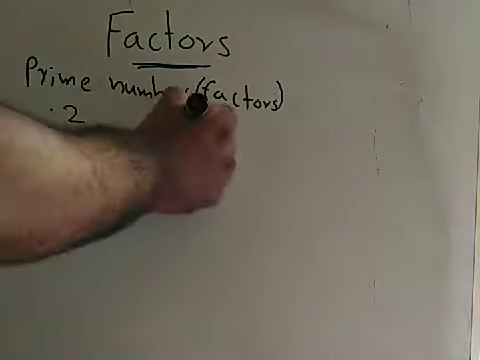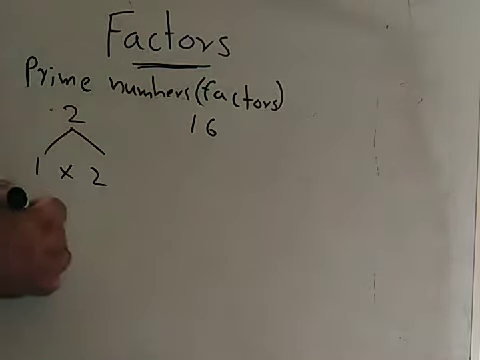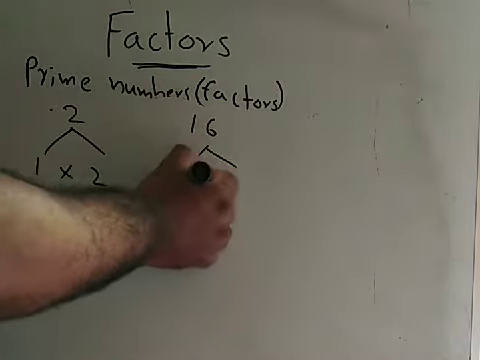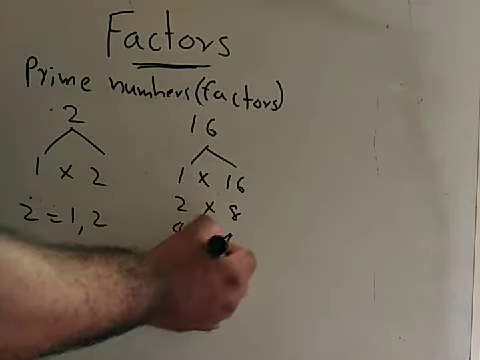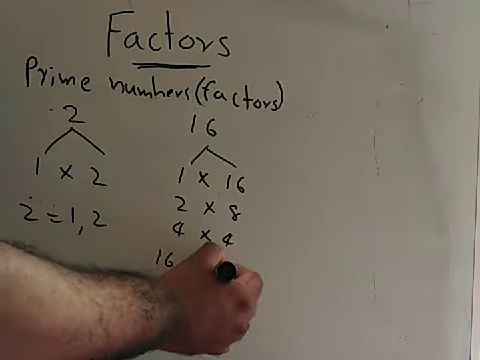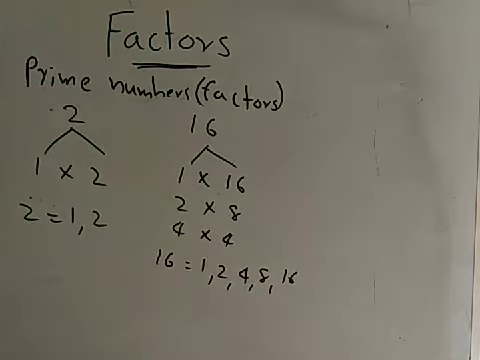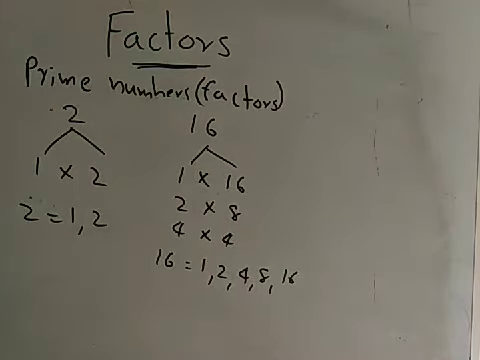Here, when we compare 2 and 16: to make 2, 1 into 2, so the factors are 1, 2. Then 16: 1 into 16, 2 into 8, 4 into 4. Here how many factors are there? 1, 2, 4, 8, 16. There are 5 factors. So 2 is a prime number, 16 is a composite number. If 2 factors, prime numbers; if more than 2, composite numbers. Understand? Prime numbers and composite numbers.